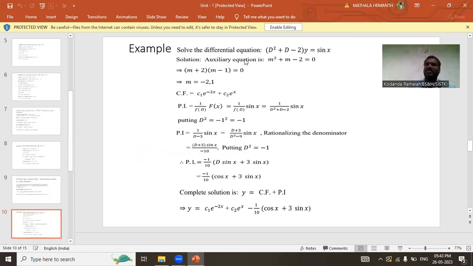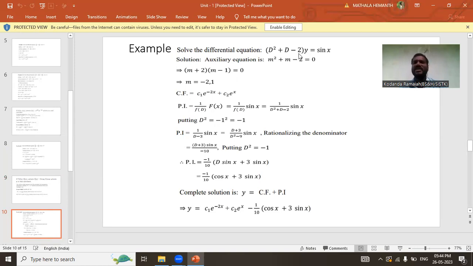Solve the differential equation (D square plus D minus 2) y equals sin x. Clearly the RHS term is a trigonometric function, sin x. We can verify this is in the form of sin ax, with a replaced by 1. First, you can find the complementary function. How to find the complementary function? Everybody knows how to find it.